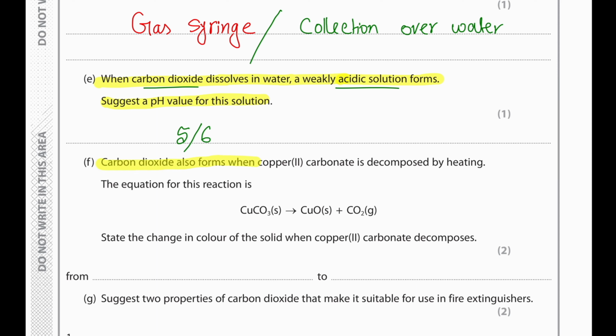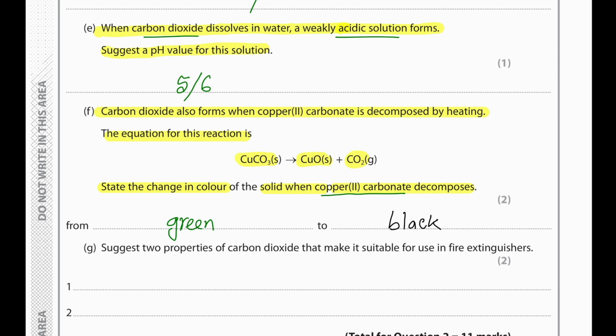Carbon dioxide also forms when copper 2 carbonate is decomposed by heating. The equation for the reaction is copper carbonate heated, it turns into copper oxide and carbon dioxide. They asked us to state the change in color of the solid when copper carbonate decomposes. You have to memorize this particular information, that copper 2 carbonate is green in color. And what happens when it gets decomposed? It goes to black in color. So green to black. Copper oxide is black and copper carbonate is green.